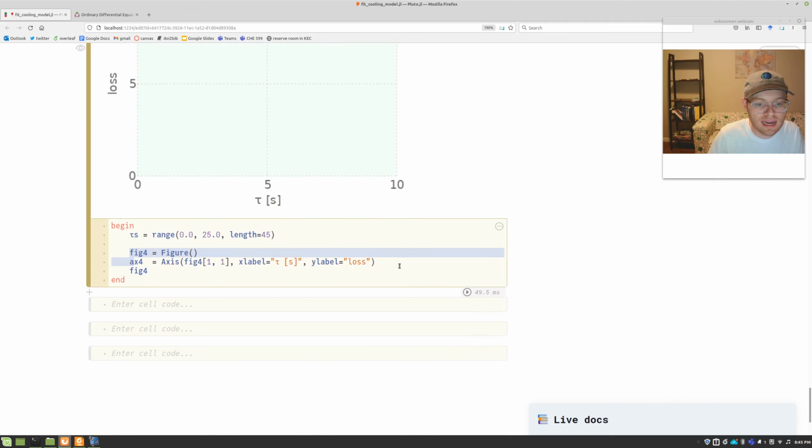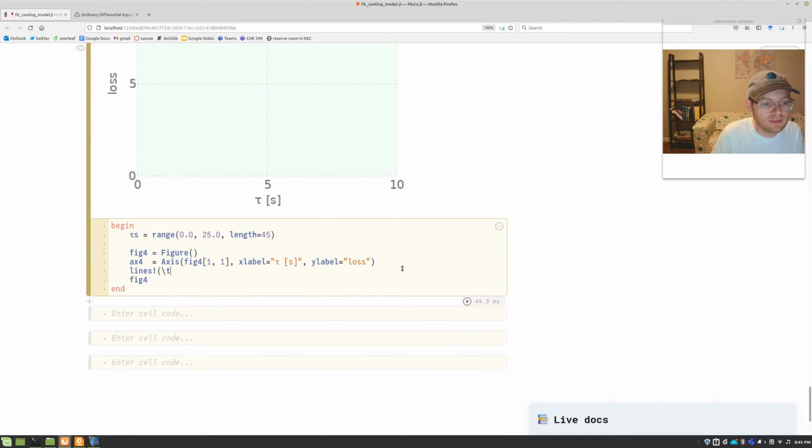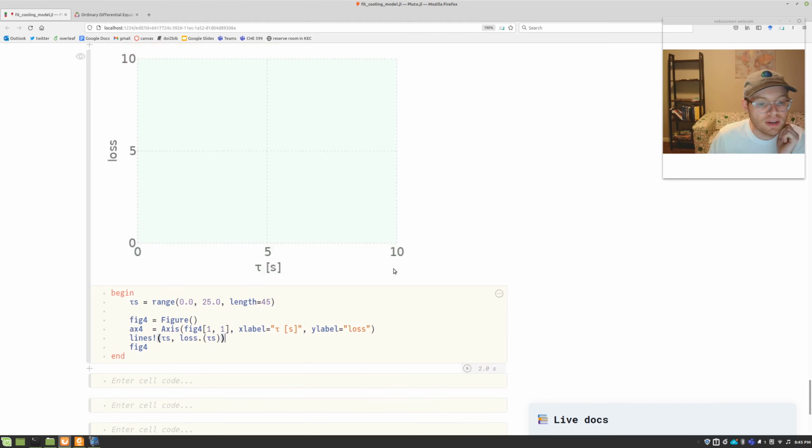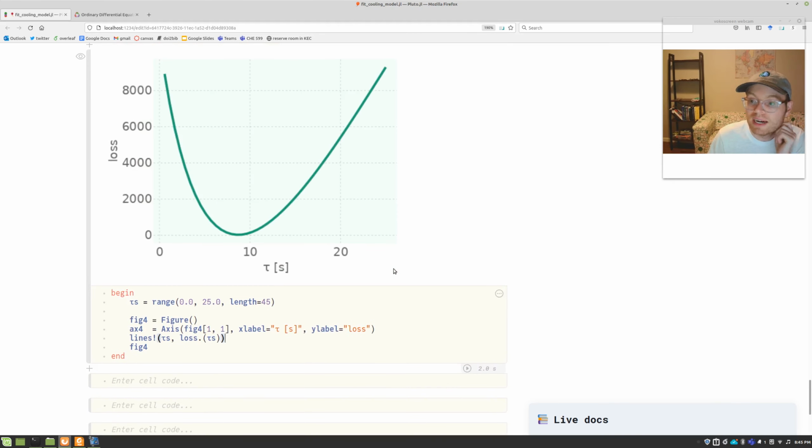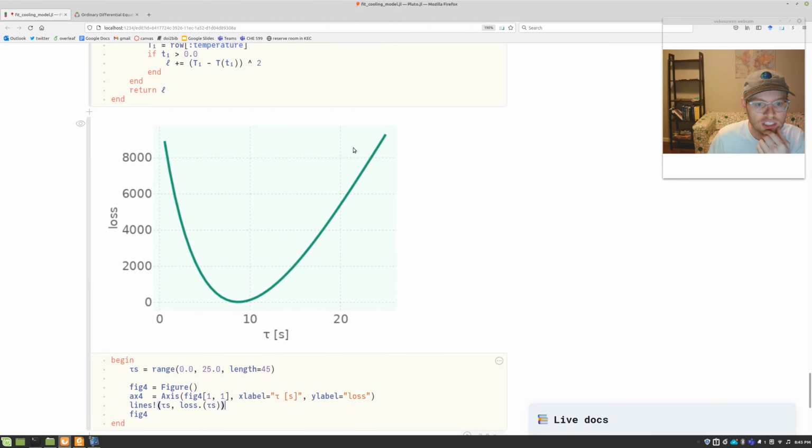For each of these taus, we're going to compute the loss. And what you're going to see is that there is a tau that minimizes the loss. This shows it nicely. This is the tau that minimizes the loss, tau around 8, like we said. If tau's too big, the loss is big. If tau is too small, the loss is also big. So there's a sweet spot here, and what we want to do is find this. You can kind of eyeball it to get it, but let's use an optimization routine to get it.